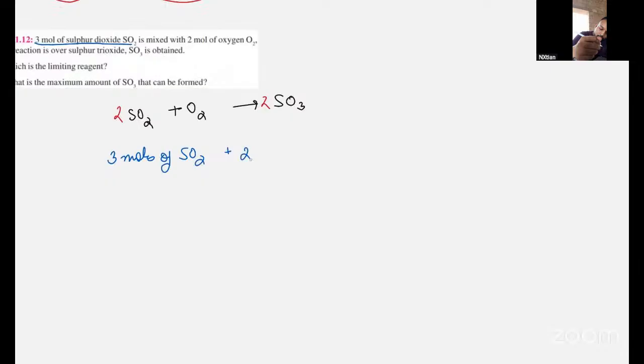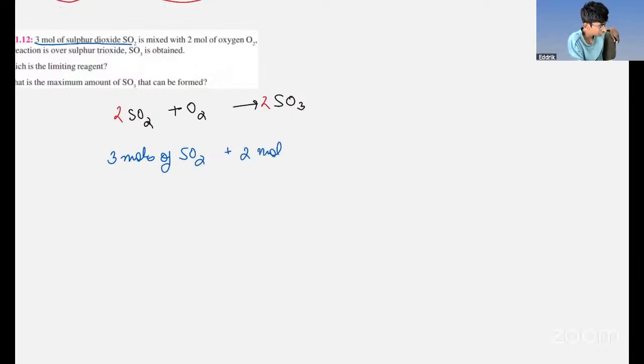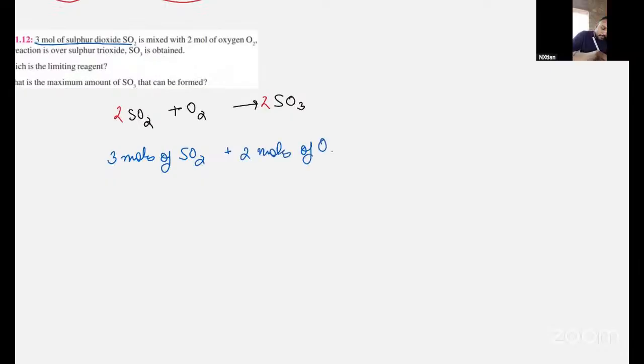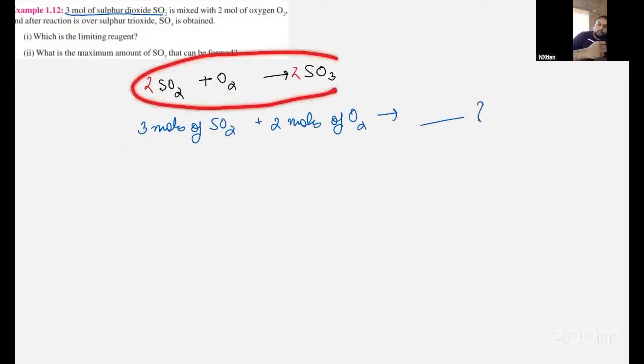Plus 2 moles of O2 will give, I don't know how much moles. Okay, I don't know how much. But in this reaction we got one relation.